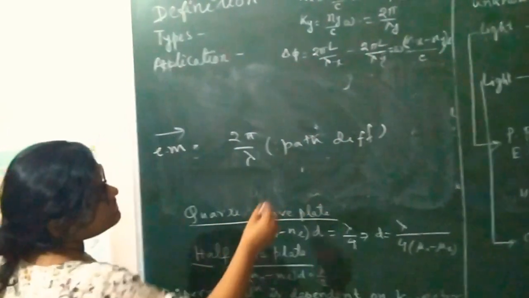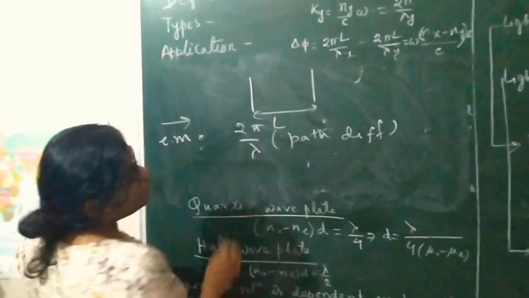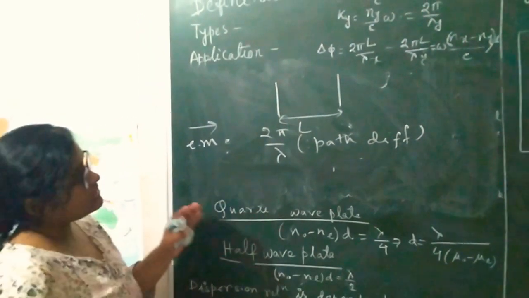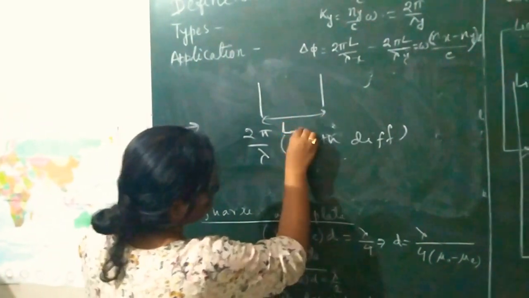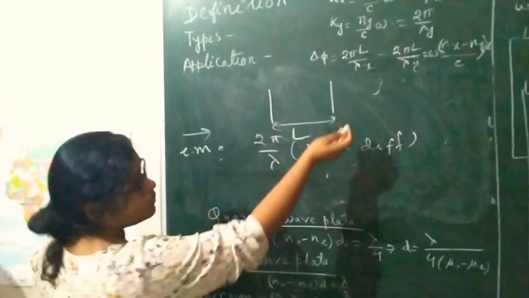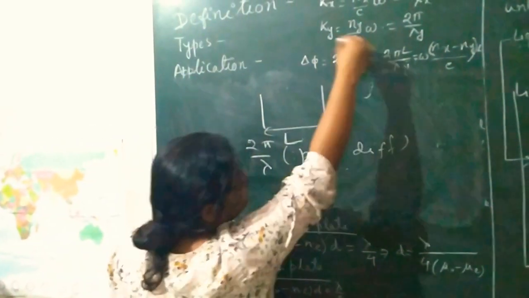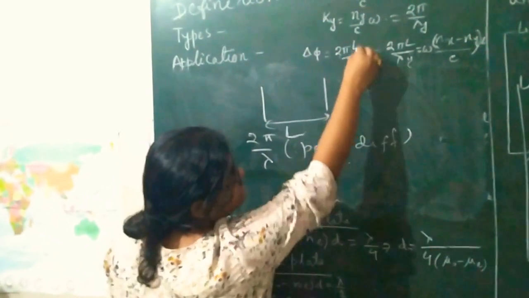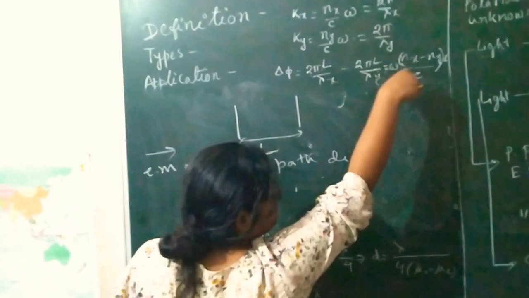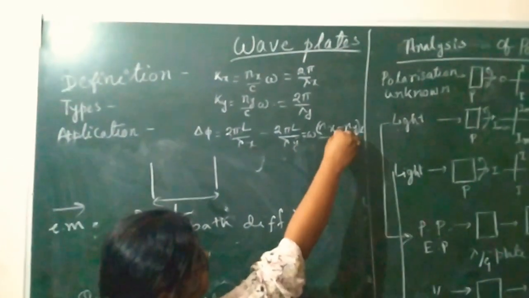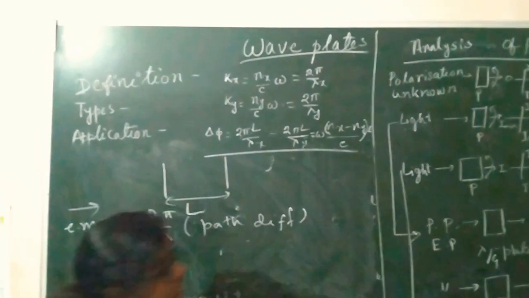So the path difference, if there is a crystal of length capital L, one is the E ray, another is the O ray. Suppose along the x direction the distance traveled is L, and along the y direction the same distance will be traveled. So the delta phi will be 2 pi by lambda x into L minus 2 pi by lambda y into L. In terms of omega, you can write it as omega into (nx minus ny) by c into L. So this is the phase retardation.